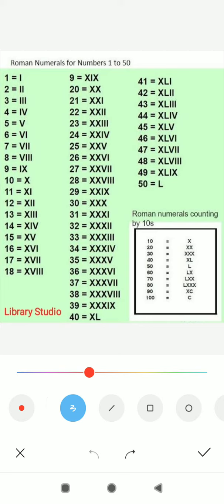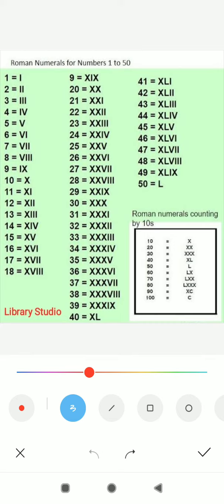So here 10 is equal to X, 20 is equal to double X, 30 is equal to triple X, 40 will not be 4 times X, it will be XL, and 50 will be L. 40 is shorter, means it is less than 50, so it will be XL, not LX. LX will be 60. Okay, if you write it opposite, it will be wrong.